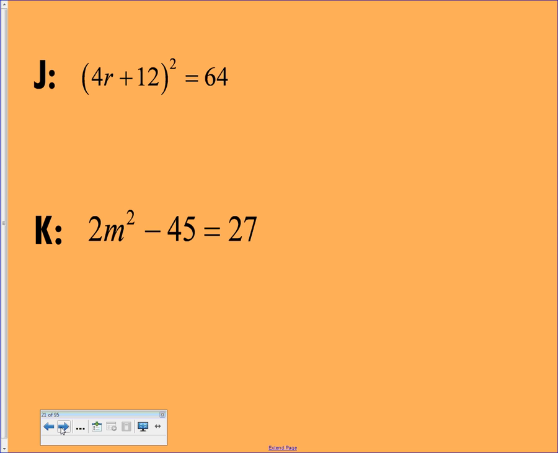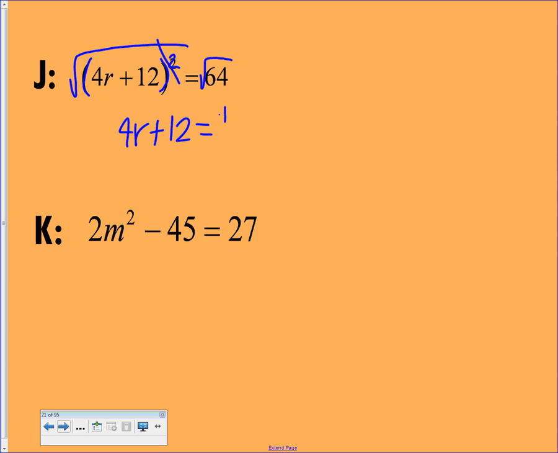And example J. Okay, well, if we're thinking about yesterday, maybe some of you are thinking about foiling that. However, foiling that is going to make this really long and nasty. But we understand that a square is the opposite of a square root. So because this whole thing is in parentheses, I'm just going to square root it because that cancels out. And all I get then is 4r plus 12 on the left side. That's a lot nicer than if you FOIL it. If you FOIL it, you're going to need the quadratic formula, and we haven't learned that yet. So just make it easy on yourself. Cancel it out right away.